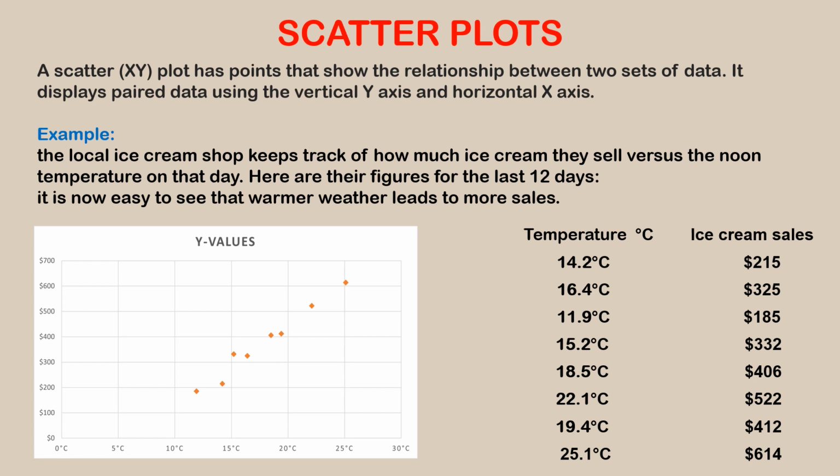When the temperature was at its lowest, which means when it was 11.9 degrees Celsius, the total ice cream sale was only $185. And when the temperature increased to 22.1 degrees Celsius, the ice cream sale increased along with it to $522. To generate all these graphs, we can use Microsoft Word, which can give you an easy idea of how it works.